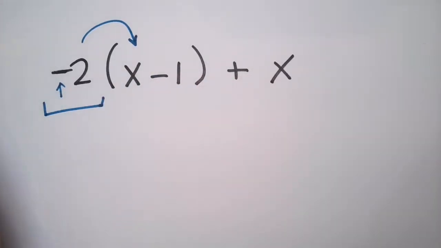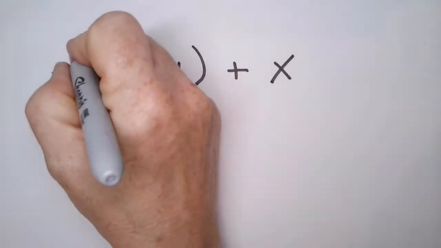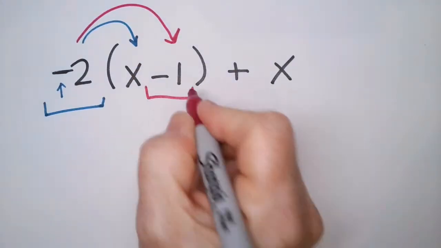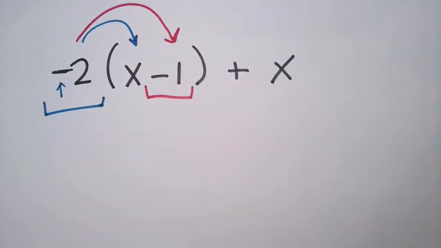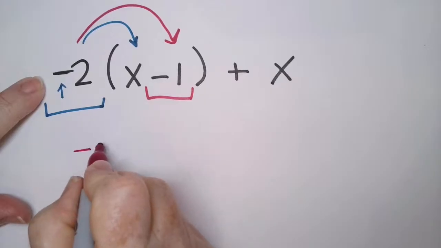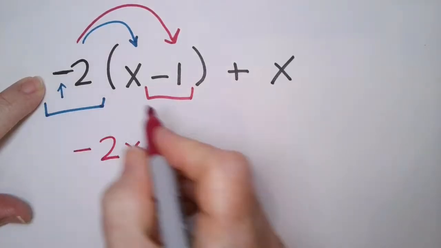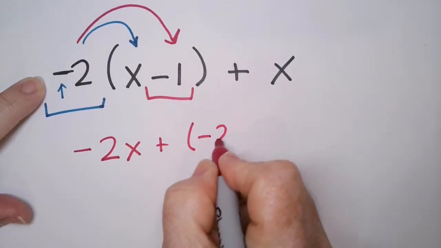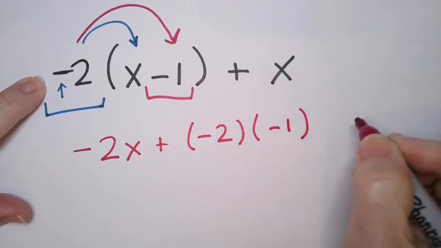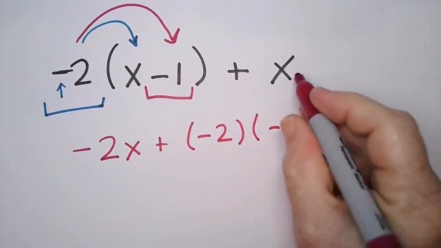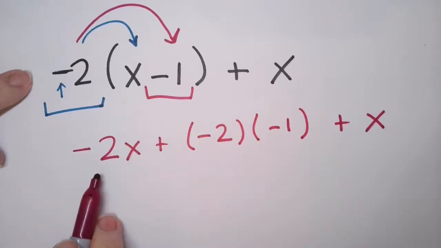And then the whole thing, let me use a different color, multiply it by that whole thing. You see that? Okay, so minus 2 times x is minus 2x. Minus 2 times a minus 1. And then I'm just going to write plus x. This is the x here. So you're seeing how we got this?